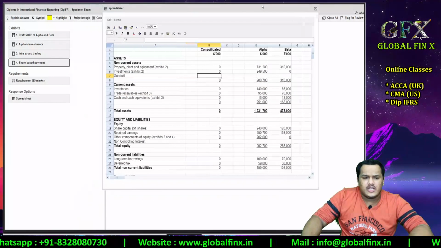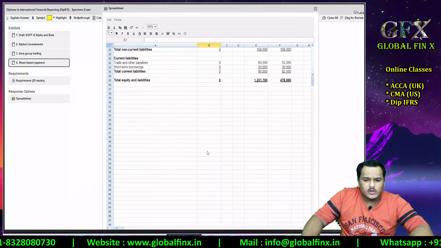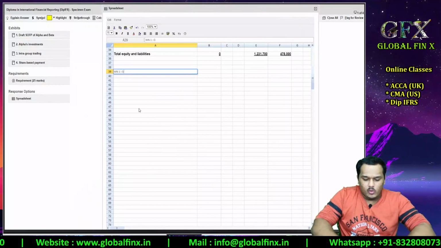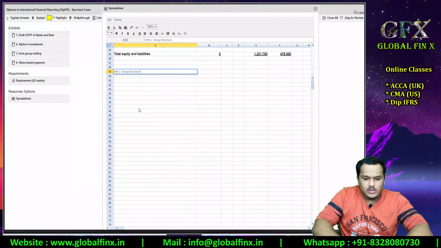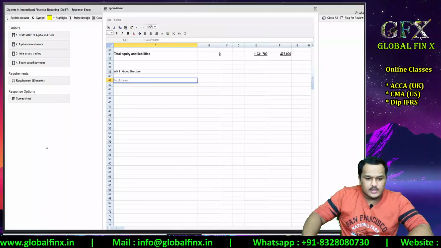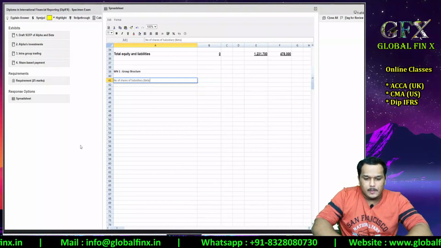I don't think there is any complication involved in this particular solution. So I'll go forward and start with my working notes preparation. Let's pay attention. Working note number 1, group structure. Number of shares of subsidiary, that is Beta.